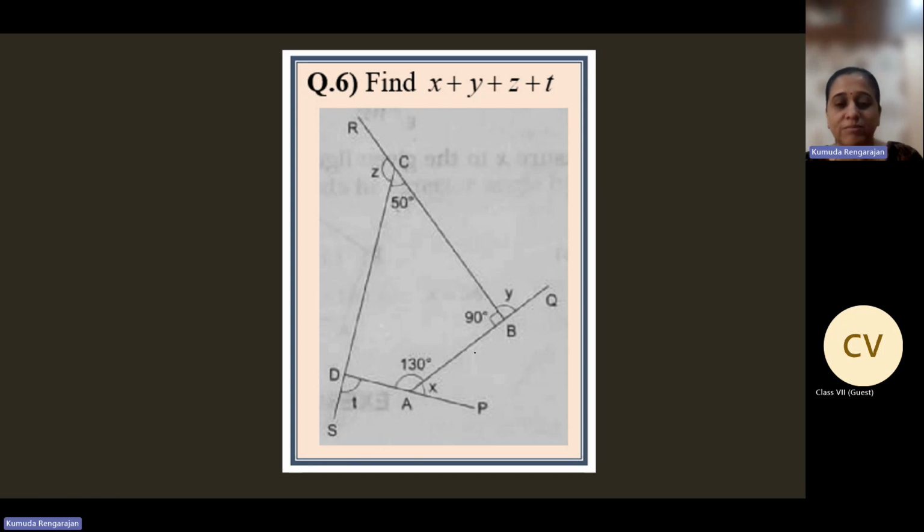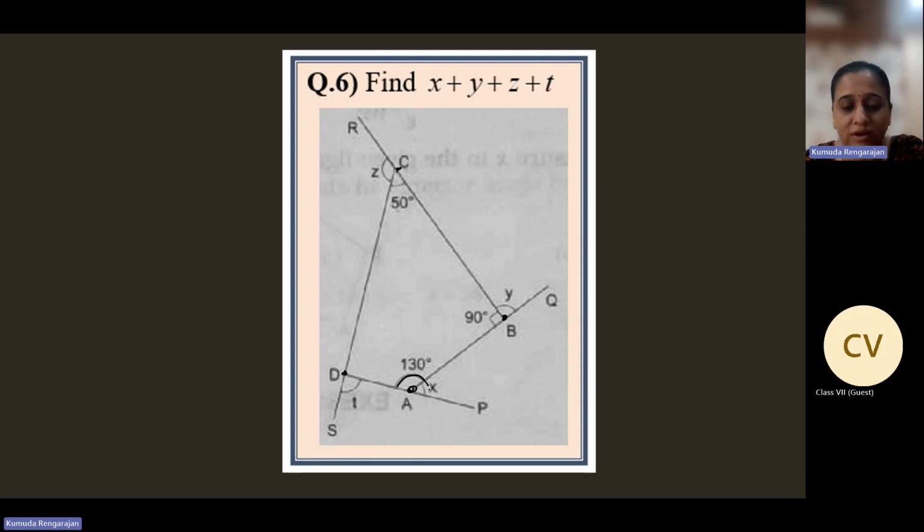We'll see again. ABCD is a quadrilateral. You need to first identify that. It's a polygon. How many sides? What is the name of the polygon? Only then, after you identify the number of sides in the polygon, you will have to find the angle sum property or the sum of the interior angles using the formula n-2 into 180. So ABCD, 4 vertices, so 4 sides, it's a quadrilateral.